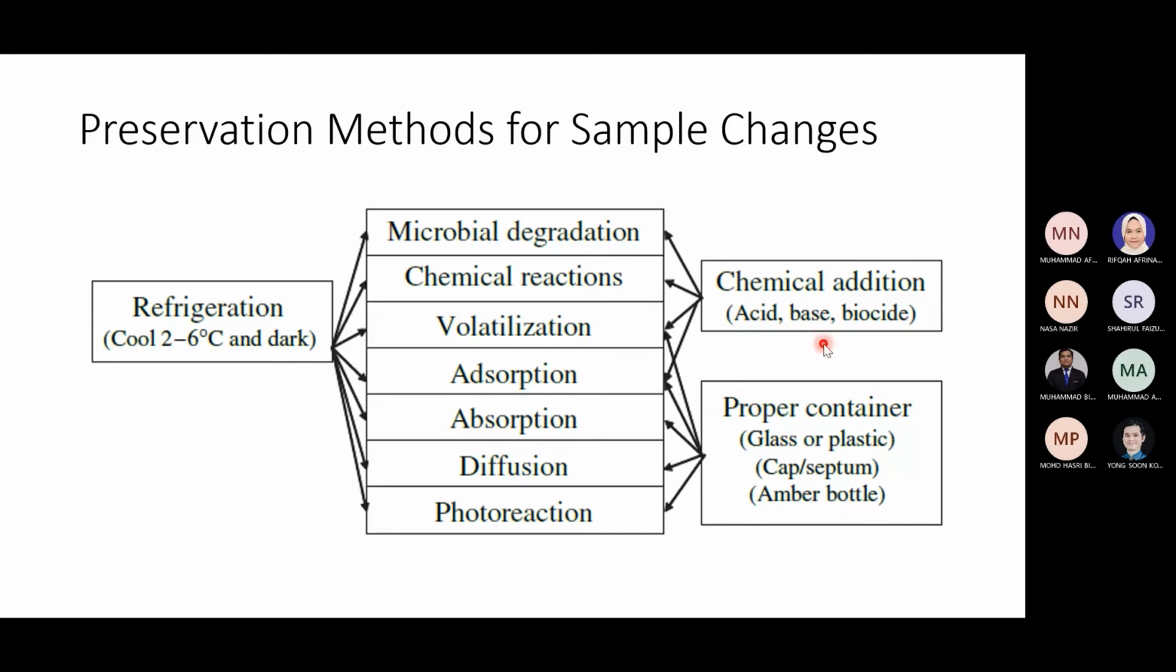All right. Now, what should we do in order to address this? While we cannot avoid these reactions from happening, at least we can minimize the changes. So how do we minimize? Apart from refrigeration, we can preserve it by using a suitable chemical. Either we use acid, or we use base, or we even use biocide. Biocide can be said to be a preservative, to kill germs, bacteria, microbes inside the water so that they stop messing with your water parameters. And then of course, a proper container, because some containers may not be compatible with a few analytes.